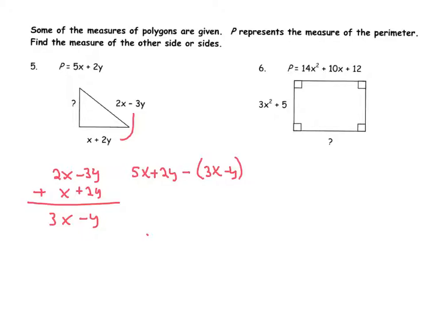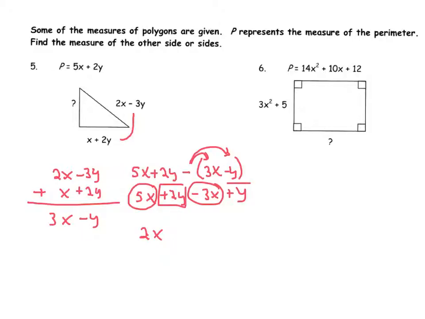So let's distribute the negative first along here, and then I'll combine like terms. So 5x plus 2y minus 3x plus y. Now I combine like terms. I have 5x minus 3x, that's 2x, and then I have 2y plus 1y, that makes 3y. So my answer to the missing side is 2x plus 3y.